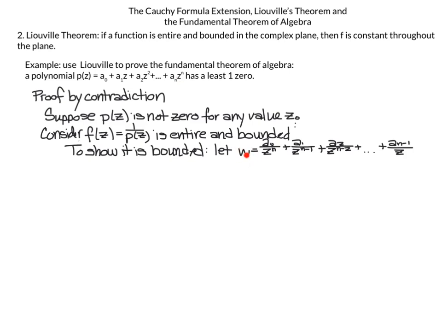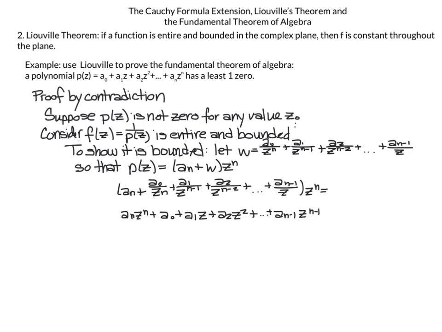So we're going to let w equal a naught divided by z to the n, plus a1 divided by z to the n minus 1, plus a2 divided by z to the n minus 2, up to a n minus 1 divided by z. So that now we have p of z is equal to a n plus w times z^n. And a little bit of algebra that I have shown here will convince you that this last statement, p of z equals a n plus w times z^n, is true.